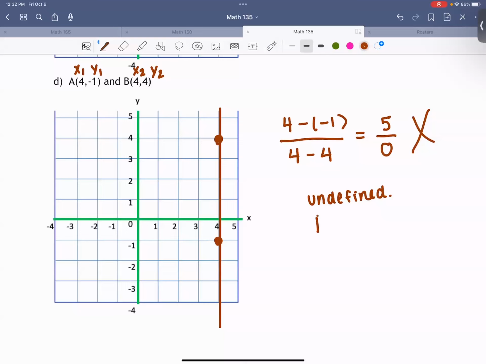Any vertical line has this property: if you ever see a vertical line, it doesn't even have a slope. The slope is undefined. We don't talk about slope with vertical lines. Okay, any questions on part D?